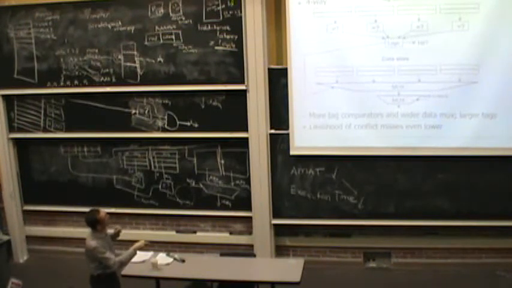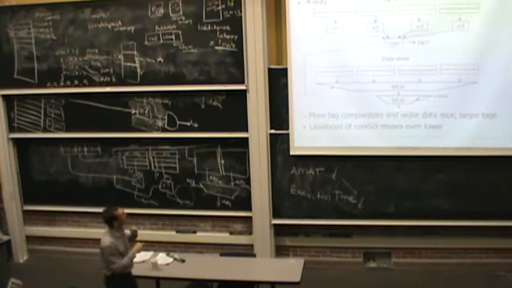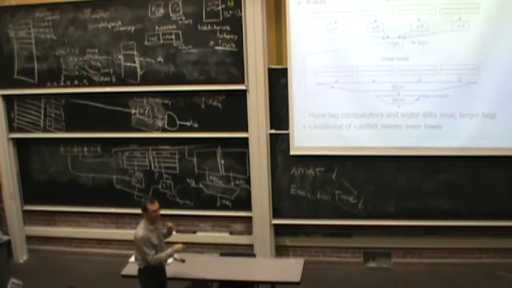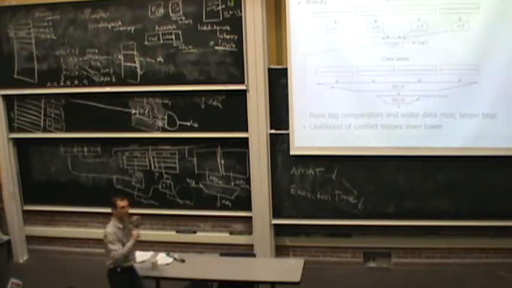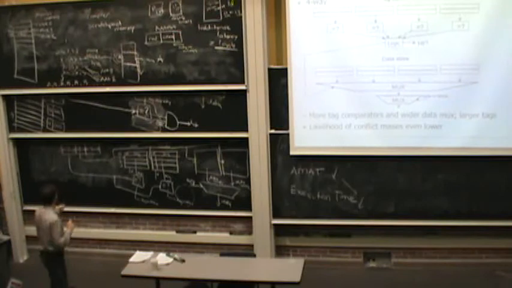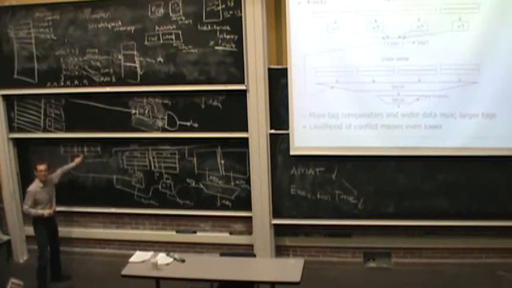Now you have 4 columns of 2 blocks each. And it's the same idea. Likelihood of conflict misses is even lower in this case, but now you have even more tag comparators and an even wider mux to mux out the data from the data store. And even larger tags, right? Now you have a single bit to determine your index.